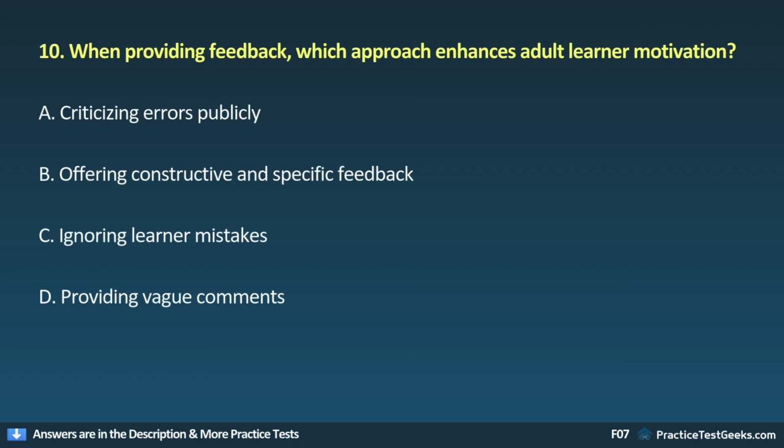10. When providing feedback, which approach enhances adult learner motivation? A. Criticizing errors publicly. B. Offering constructive and specific feedback. C. Ignoring learner mistakes. D. Providing vague comments.